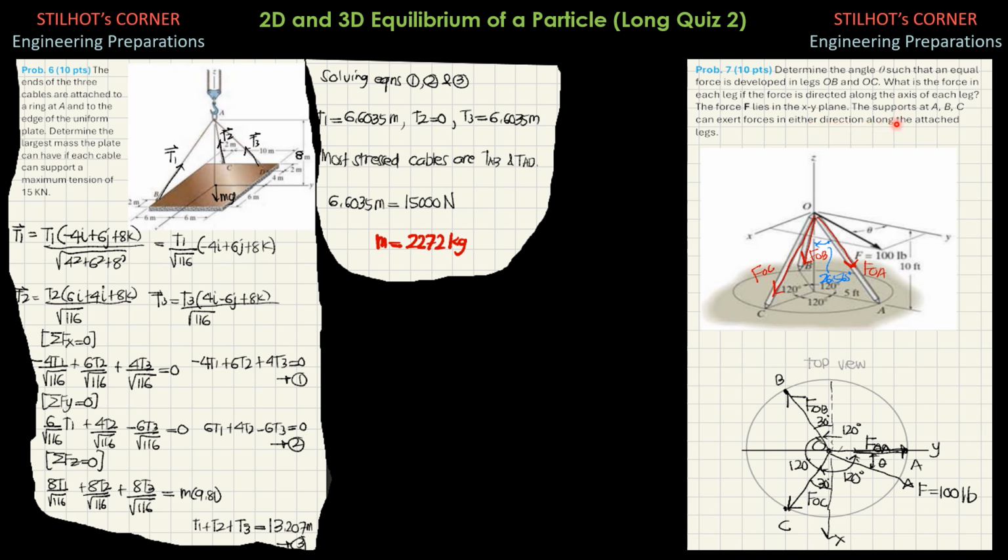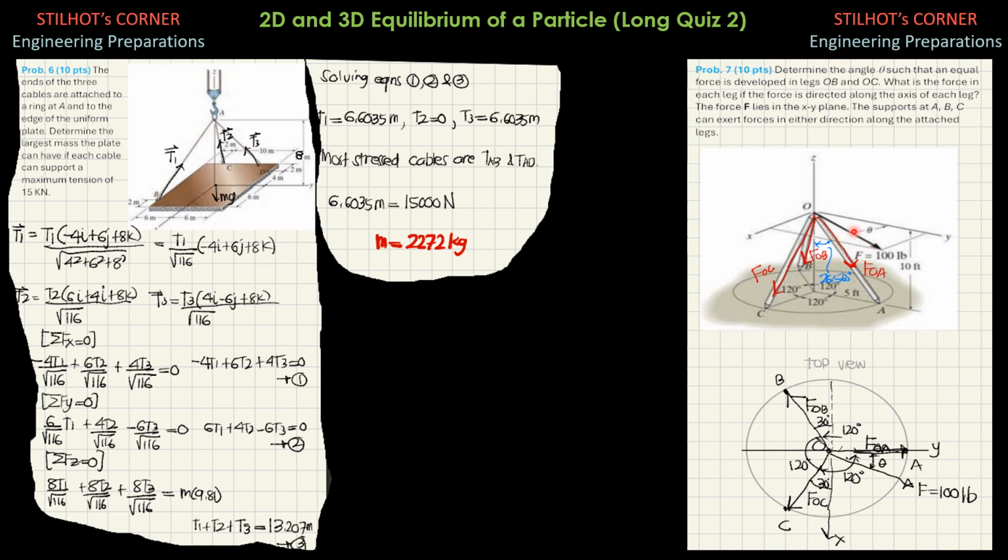The supports A, B, and C can exert forces in either direction along the attached leg, so it's either away from O or towards O. That's the meaning of that. So these are two-force bodies, for those who have experience with statics. I'll call the force in OB as FOB, force in OC as FOC, and force in OA as FOA. I assume all forces are in tension, so they are away from the point of application.